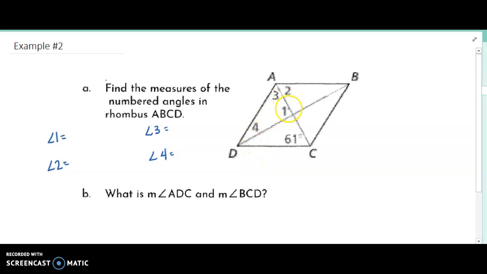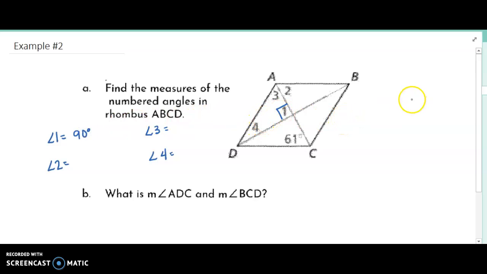Okay, well, angle 1 is the easiest because remember, the rhombus diagonals theorem tells us that the diagonals are perpendicular, meaning that this is a right angle. Okay, we didn't even have to do any math to know that.